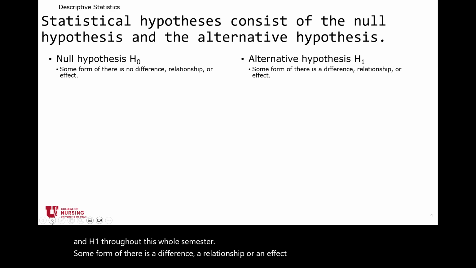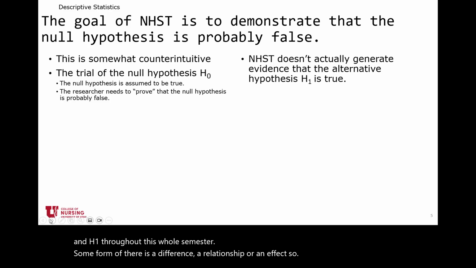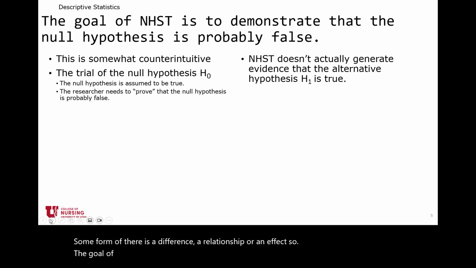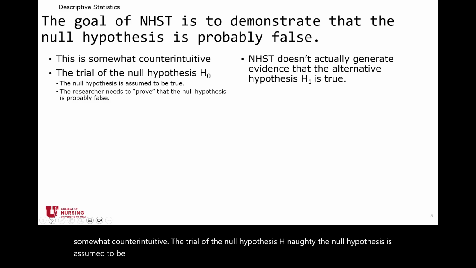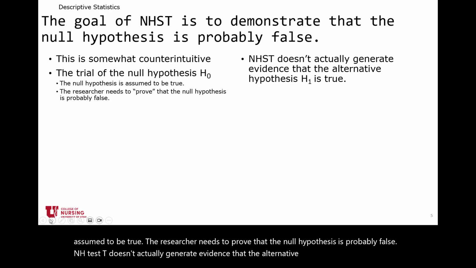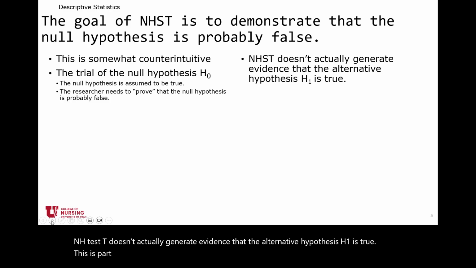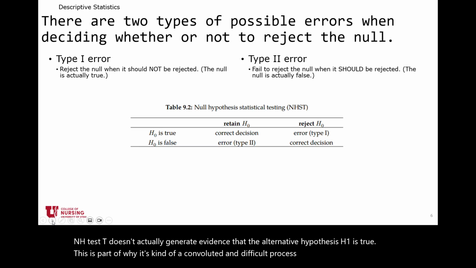So the goal of NHST is to demonstrate that the null hypothesis is probably false. This is somewhat counterintuitive. In the trial of the null hypothesis, H0, the null hypothesis is assumed to be true. The researcher needs to prove that the null hypothesis is probably false. NHST doesn't actually generate evidence that the alternative hypothesis, H1, is true. This is part of why it's kind of a convoluted and difficult process to understand.